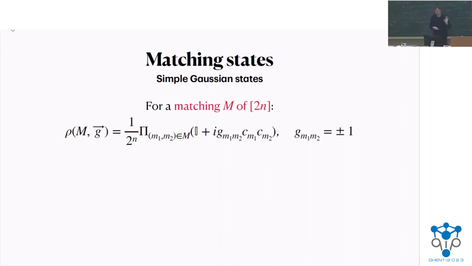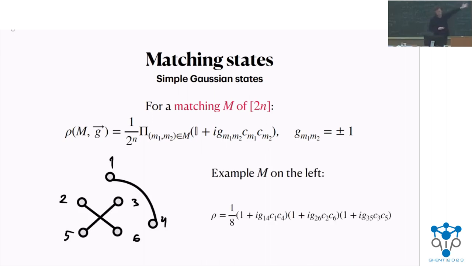Now, here's the key tool: the matching states. Okay, so here's some big technical definition. This is what the density matrix of a pure matching Gaussian state is. This factor G has to be plus or minus 1. So now at least you feel that there is something behind this, but you can just look at this picture. So there is a matching. You have, let's say, these 6 fermions, you pair them up, there's some perfect matching, and the state that corresponds to this particular matching on the picture would be something like this, right?